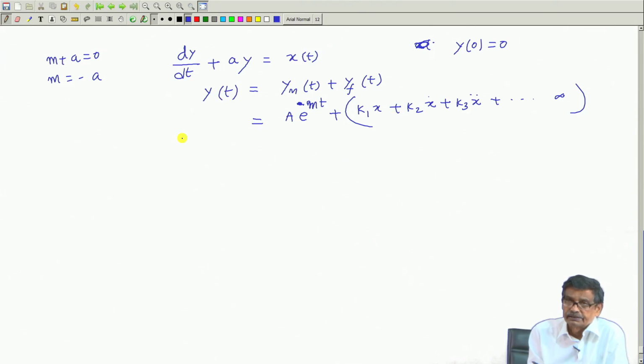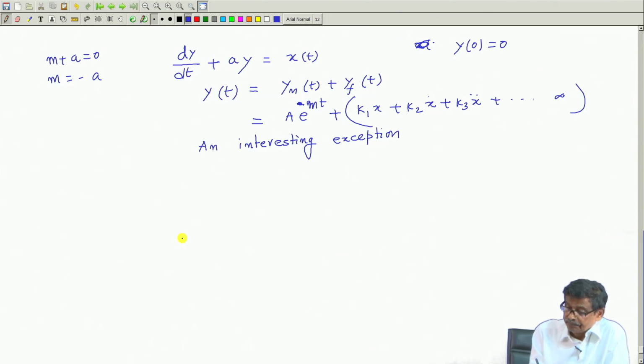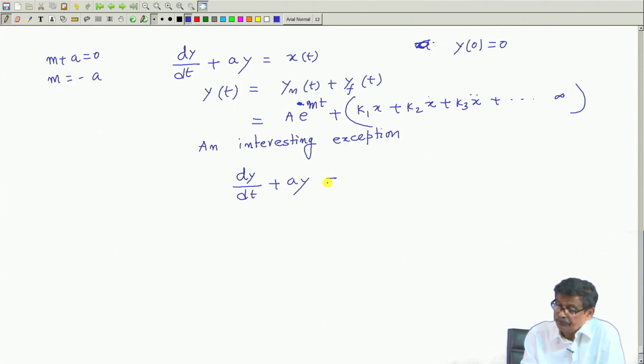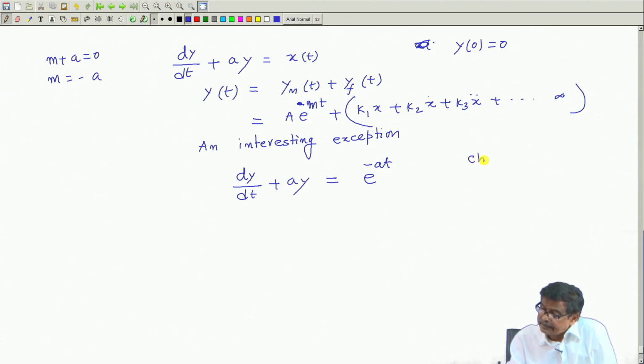There is one exception, that is why I have written this one. An interesting exception to this rule. What is that? Suppose I say that the differential equation is like this, dy/dt plus a y, and the forcing function is e to the power minus a t. See, the characteristic root is minus a.